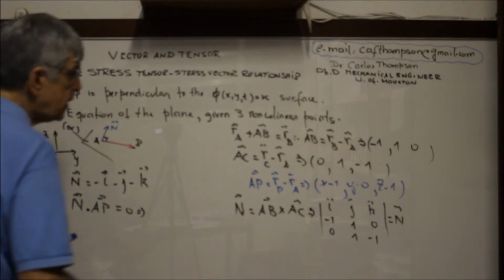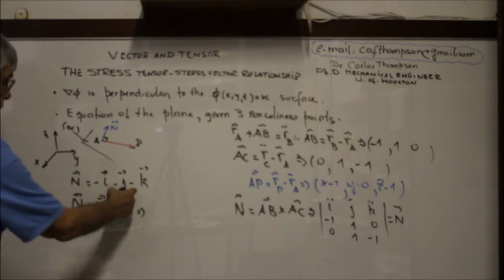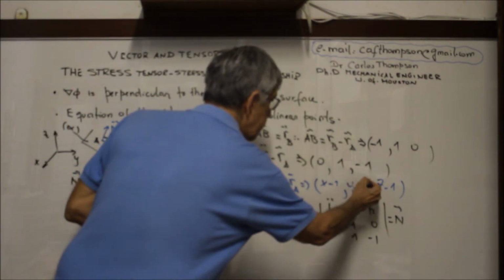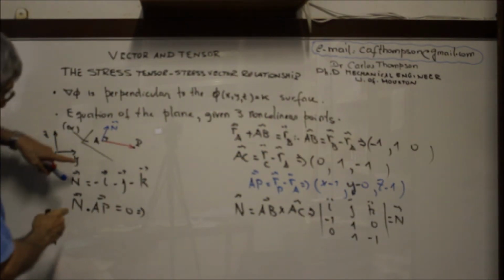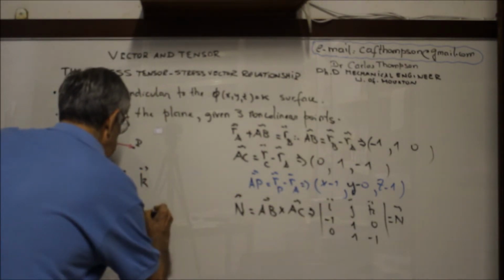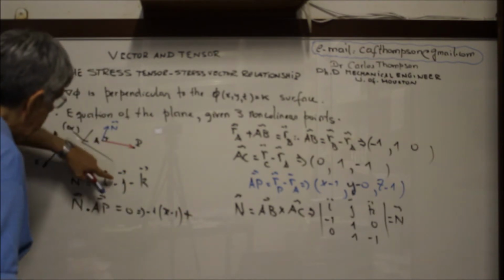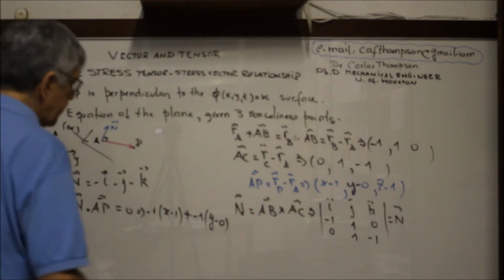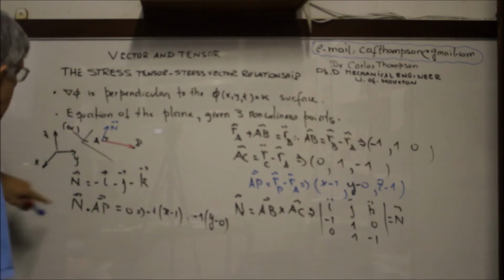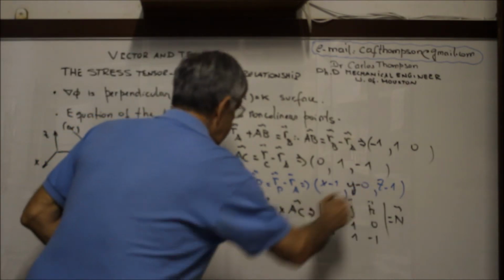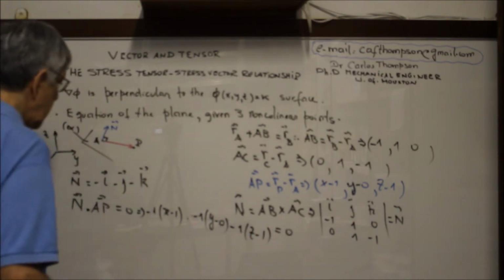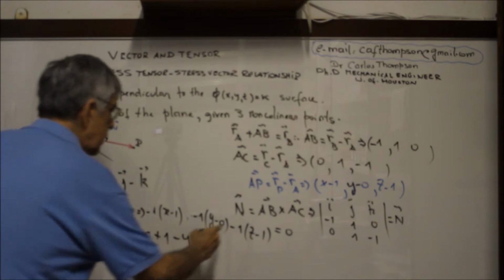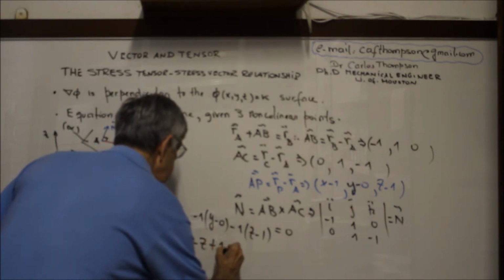Now, this implies, what are the components of n? It's minus 1, minus 1, minus 1. And AP is x minus 1, y minus 0, and z minus 1. So it will be minus 1 times x minus 1, plus minus 1 times y minus 0, plus minus 1 times z minus 1. This will be 0. So here you have minus x plus 1, minus y, minus z plus 1 is equal to 0.